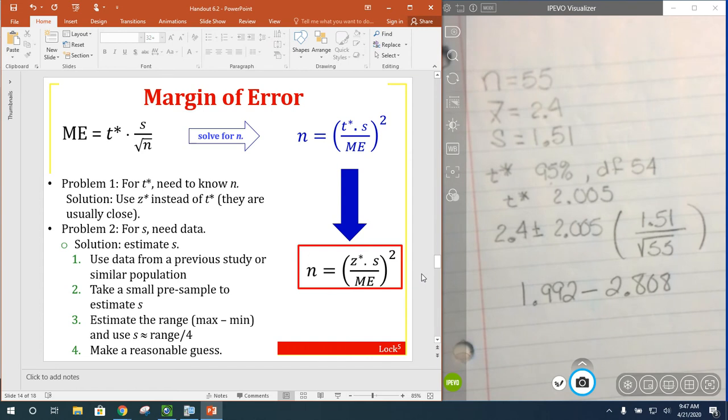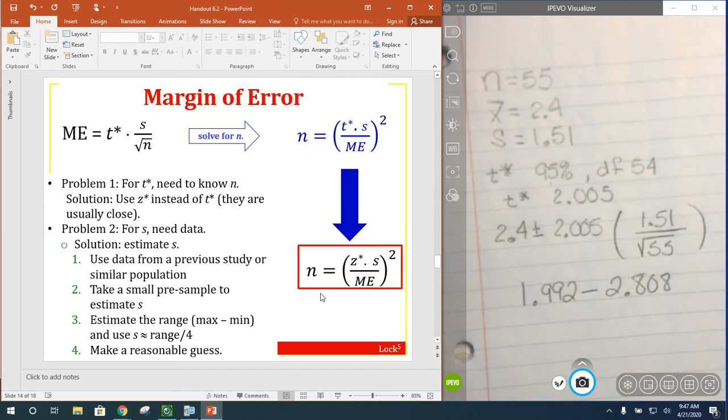So the margin of error is t star times s divided by root n. Now, if we do a little bit of algebra here, and we've done this before, to solve it for n, so if we're looking for the sample size itself, you would take z star multiplied by the standard deviation, divided by the margin of error, and you would square that. This would give you the n value itself.